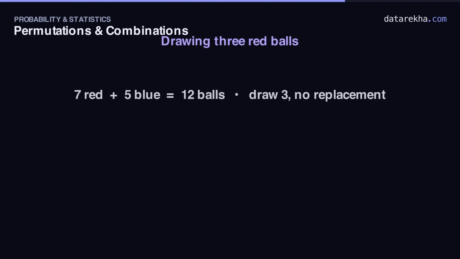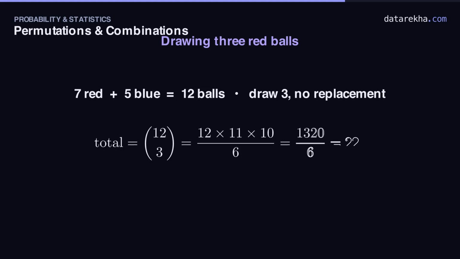Here's how counting feeds straight into probability. A box holds 7 red balls and 5 blue, 12 in all. You draw 3 without looking. What's the chance all 3 are red? Order of drawing doesn't matter. So we count selections with combinations.